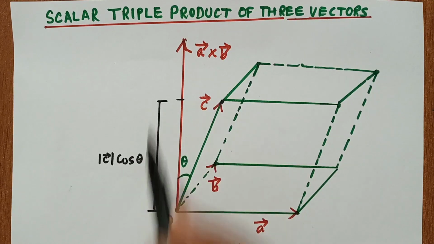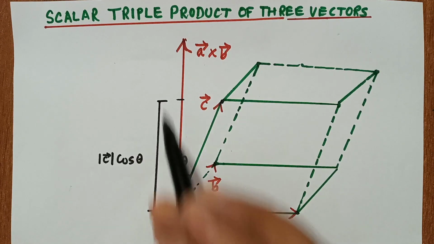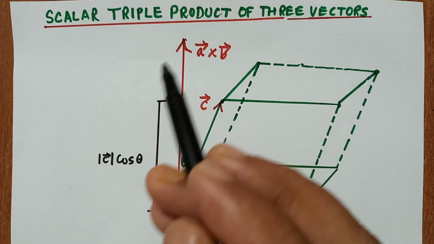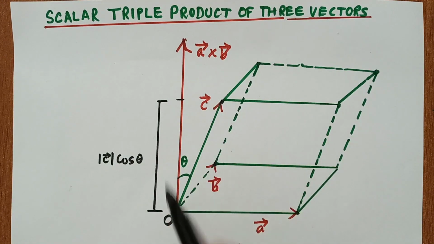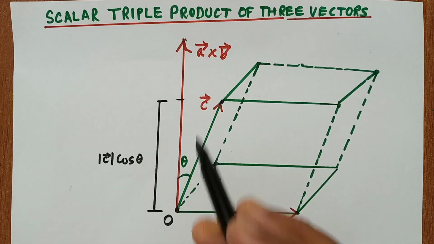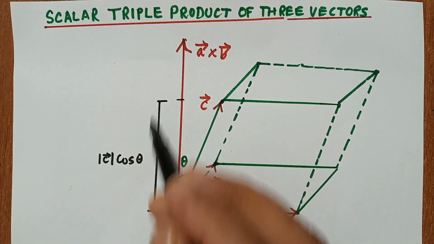So as we know, if A and B are two vectors, then A cross B is equal to AB sine theta unit vector n. The direction of A cross B is perpendicular to the plane. This is the direction of A cross B, and this is C. The angle between C and A cross B is theta. So this is the height.